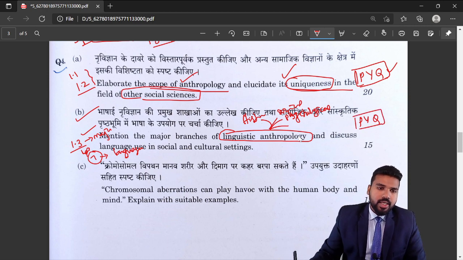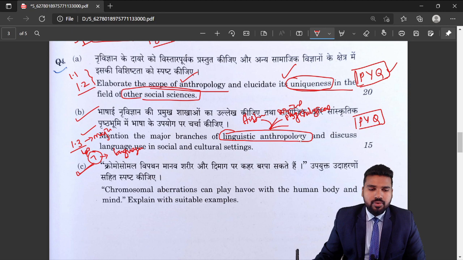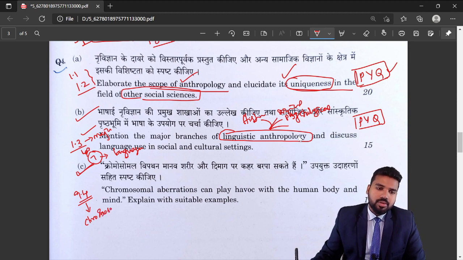Then question number 3, it is a pretty straightforward question from your 9.4 section, that is chromosomal aberrations, the errors in humans. As a result of it, what kind of impact will be there on the human body and mind? So explain with suitable examples.